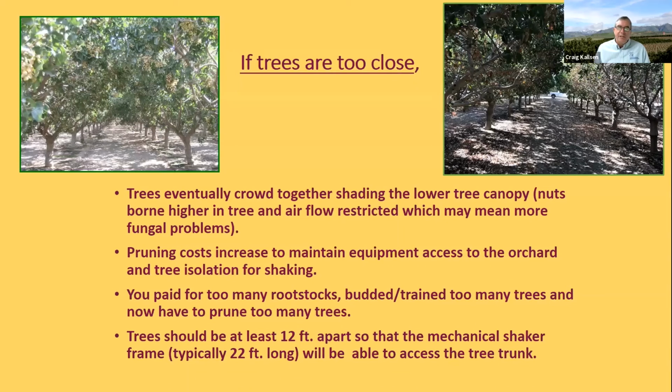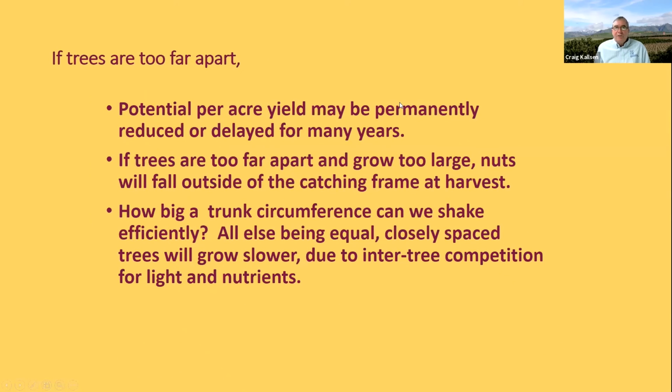So in general, trees should be at least 12 feet apart, which is really too close, but that tends to be sort of the length of the shaker if you're shaking the center tree. So that's sort of a minimum distance between trees without doing something dramatic to the shaker. Now, if your trees are too far apart, your potential yield per acre may be permanently reduced or delayed for many years. If trees are too far apart and grow too large, the nuts will fall outside of the catching frame at harvest.